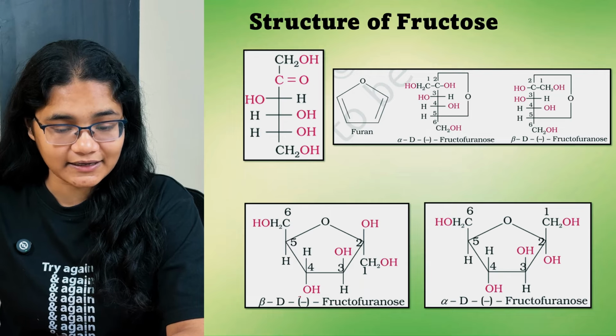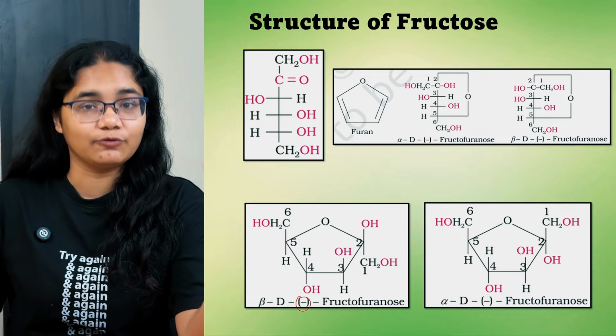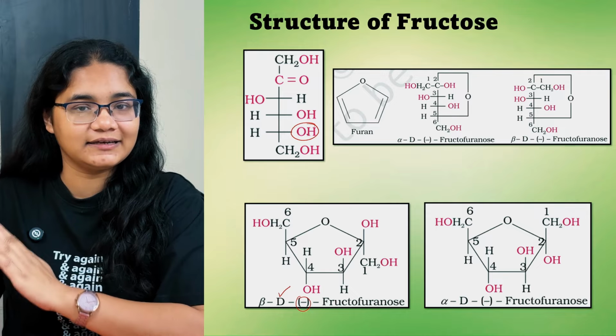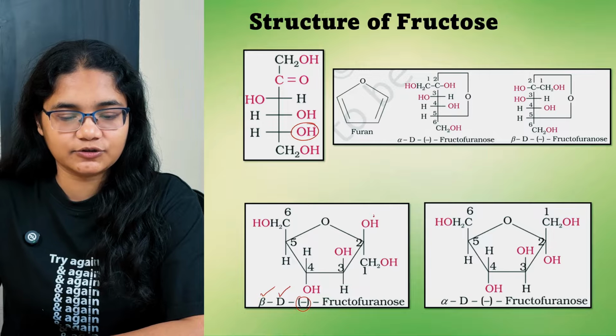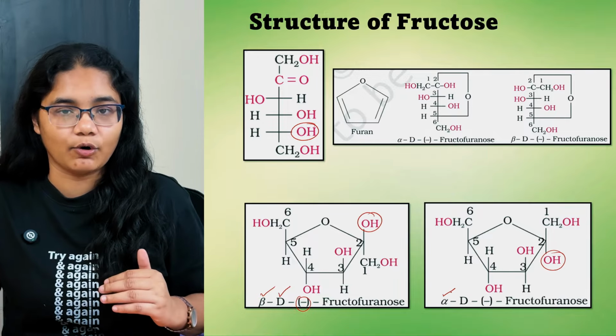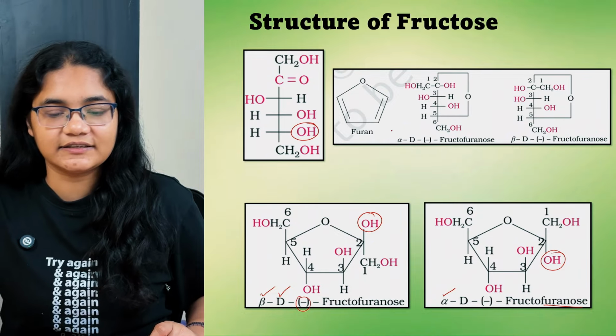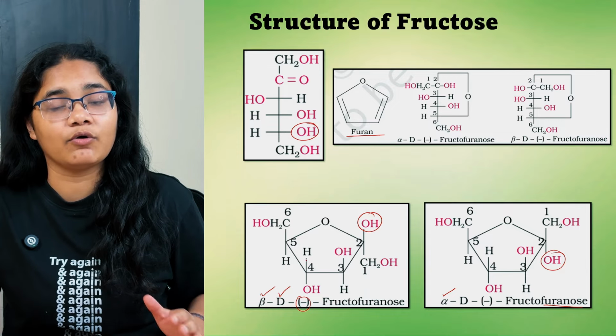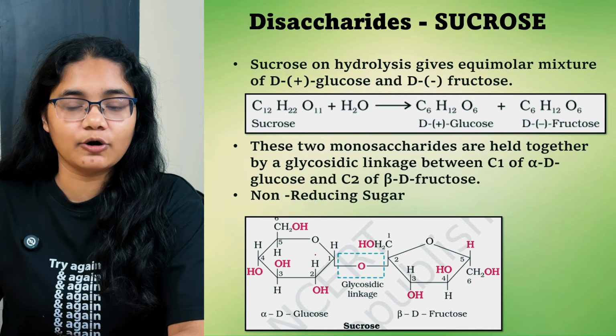But here, if you see, it is minus. That means fructose is levorotatory, and capital D denotes that this OH group is on the right hand side. Beta here, because the OH group is present at the top, and alpha here, because this OH group is present at the bottom. Here also, furanose is derived from the word furan, which has a structure similar to that of fructose.